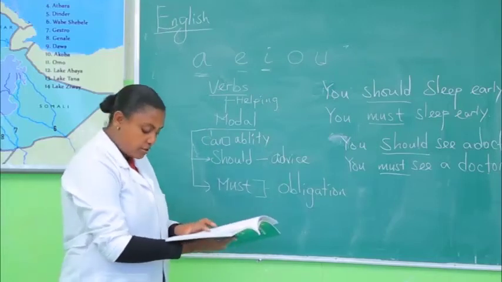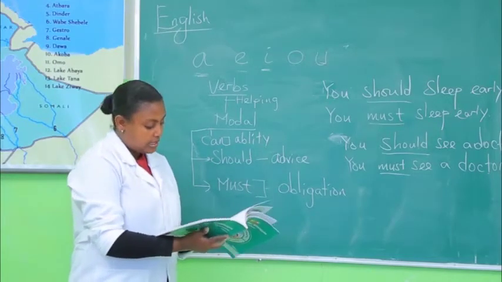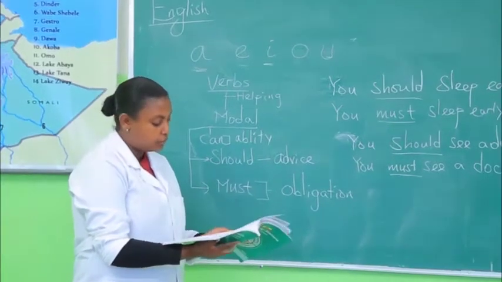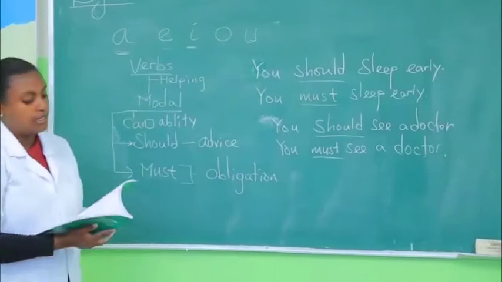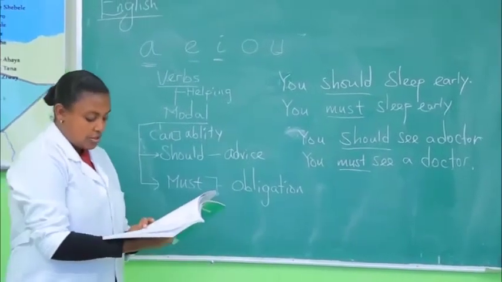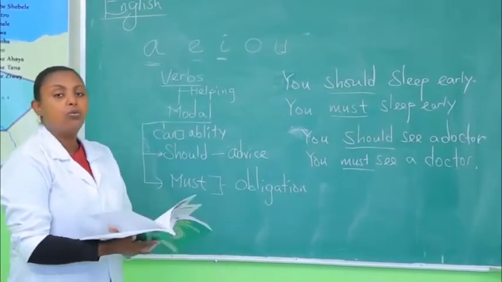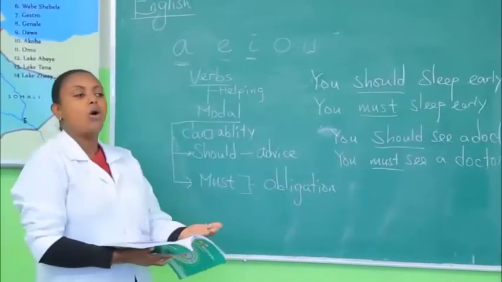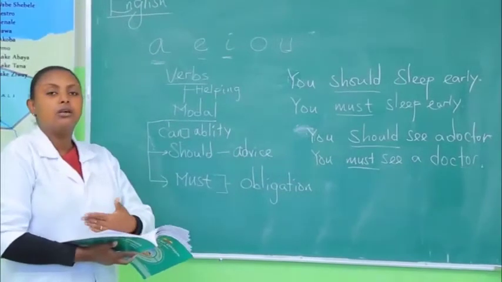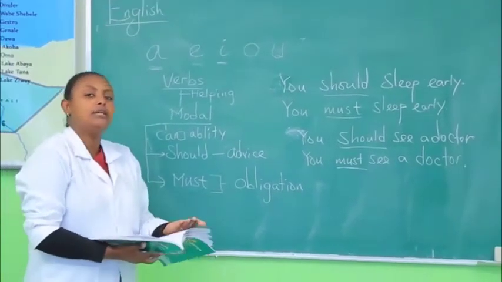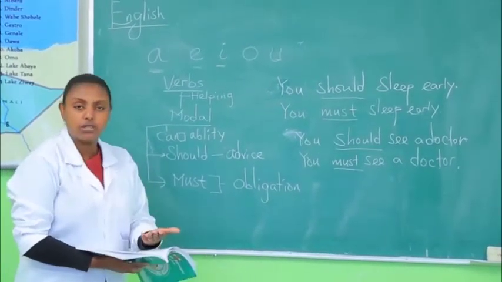There are exercises on page 43 and 44 of your books about must. There is a conversation between two people. So what is a must for you, and what is a should thing, something which has a possibility to do, but it's not an obligation for you to do.